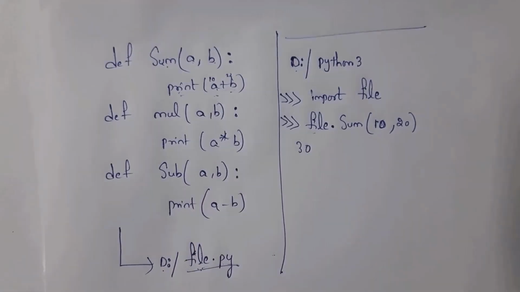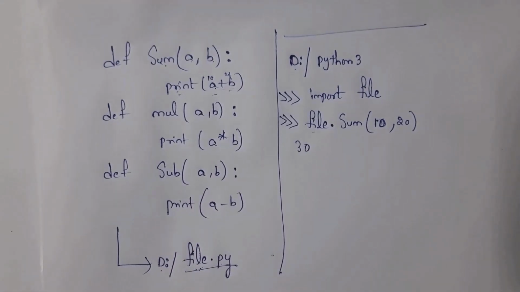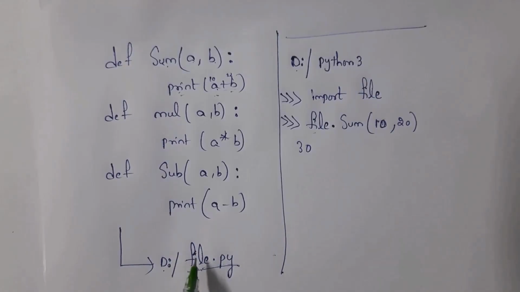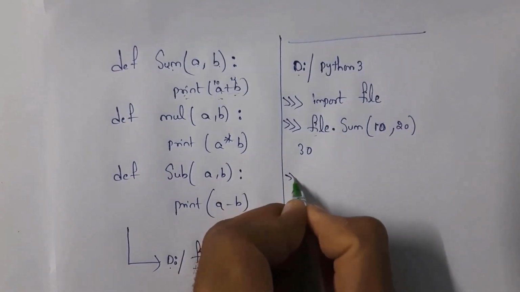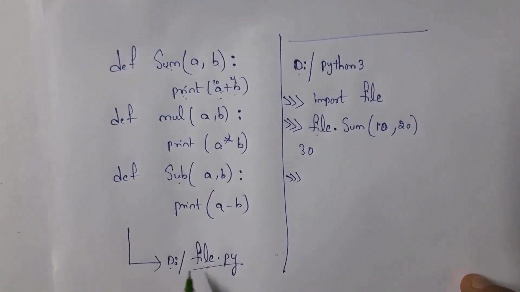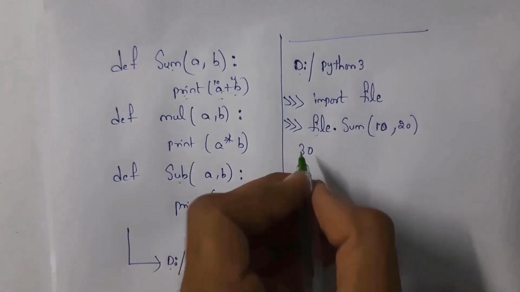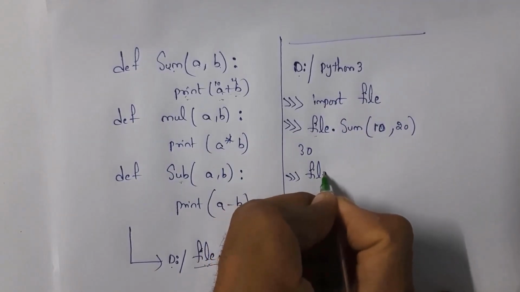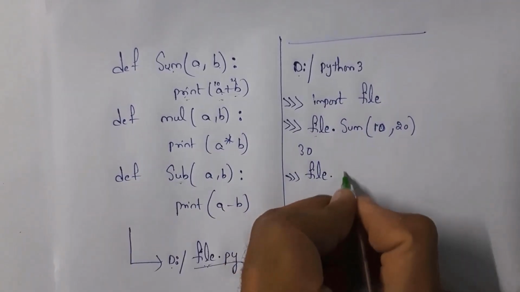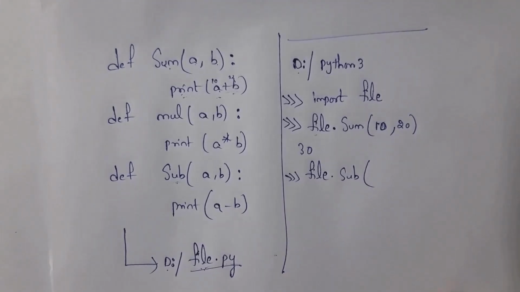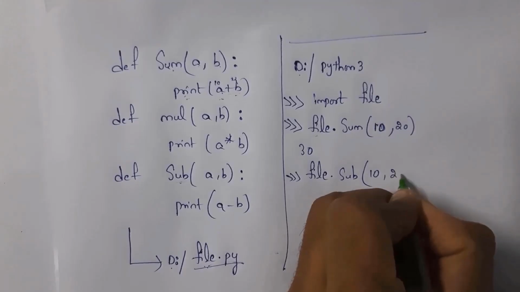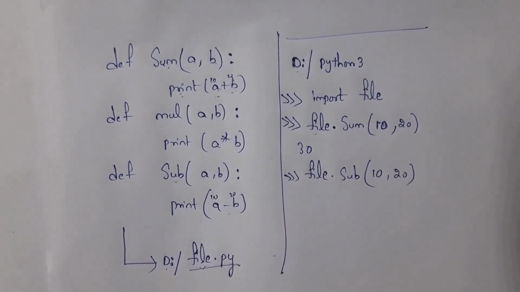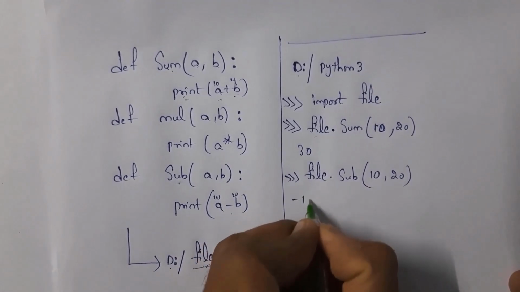This is my output. For example, I want to perform subtraction. There is no need of importing this module again because I already imported it. The sub function is present in the module file.py. So just write the module name, file dot function name, that is sub. Inside sub I am giving two arguments, 10 comma 20. What is 10 minus 20? That is minus 10. So I will get output minus 10.